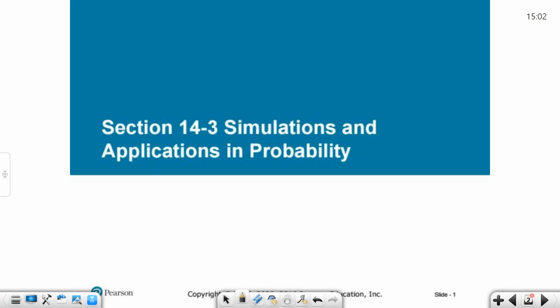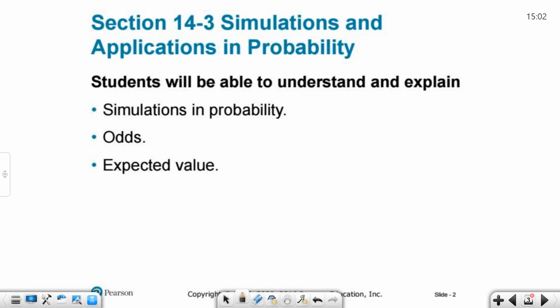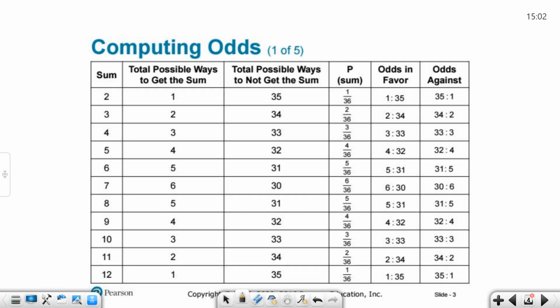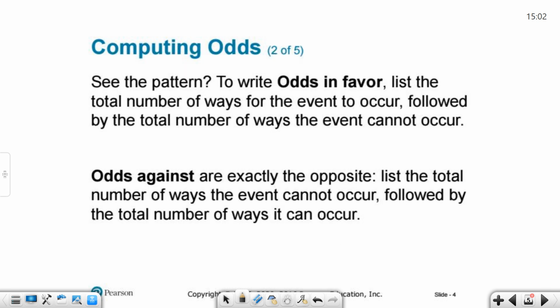Okay, in our last little lesson this week, we're talking about odds and expected value. Okay, so this talks about the odds of rolling two dice and getting a certain sum. You can look over that, especially if you enjoy the game of rolling dice. So this is something that you could look over, but I'm not going to ask you anything about this table.